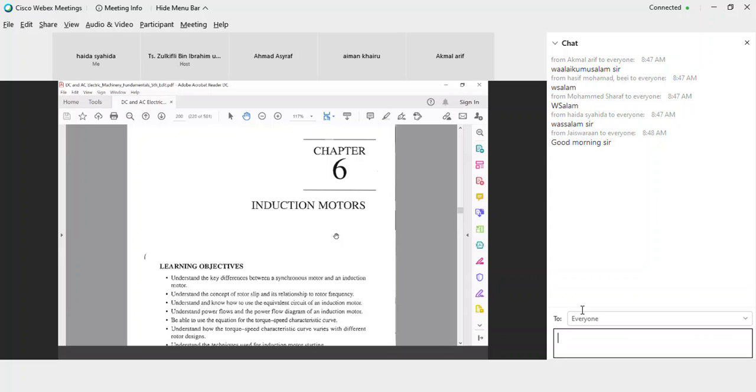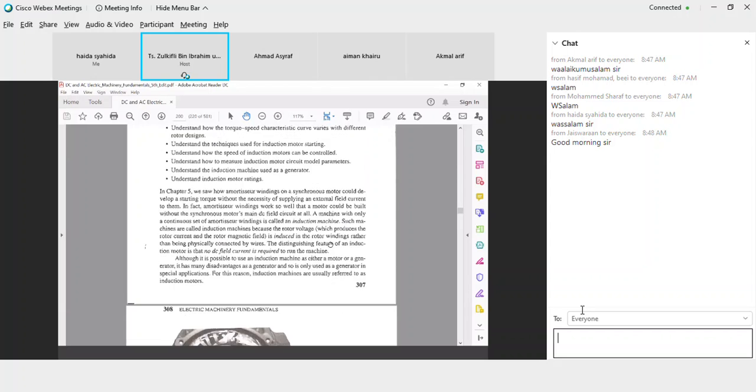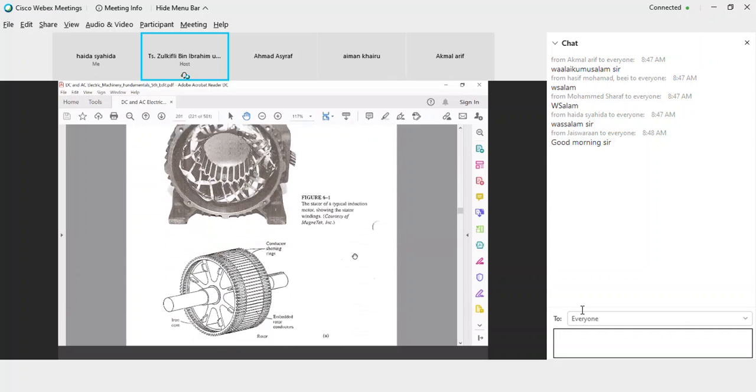So as you know before, the induction motor is part of the AC machine. Basically you have two types of AC machine. The first one is the synchronous machine and the second one is the asynchronous machine. So the induction machine is part of the asynchronous machine. So chapter 6 here explains the three-phase induction machine.